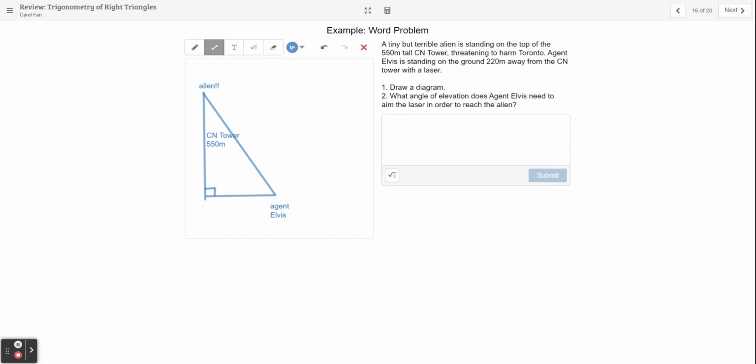So we're looking for the angle of elevation that Elvis needs to aim at in order to reach the alien. Right, so we're looking for this angle. I'm also going to label 220 here because we know that he's 220 meters away from the tower.